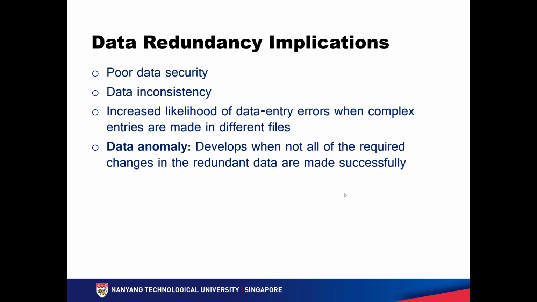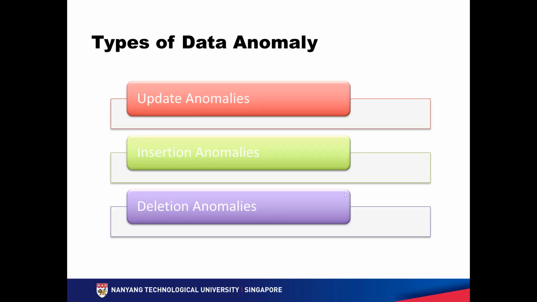All right. Next, I would like to look at data anomaly. Data anomalies are essentially problems that can be created because of data redundancy. So just now, the update of mobile phone number, in fact, is an example of update anomalies. When you update your mobile phone number, it might not be reflected across all the different redundant storages.